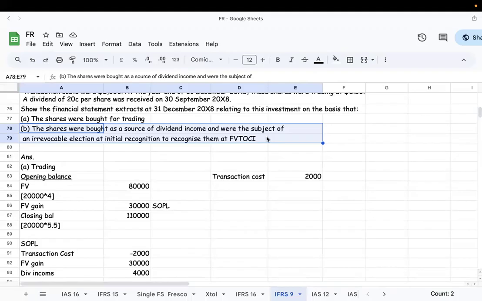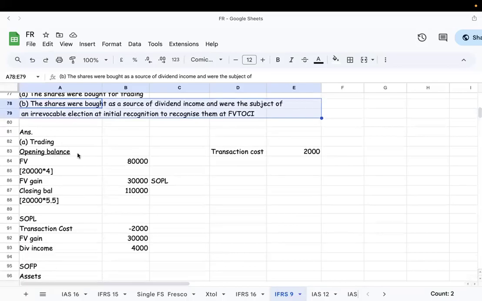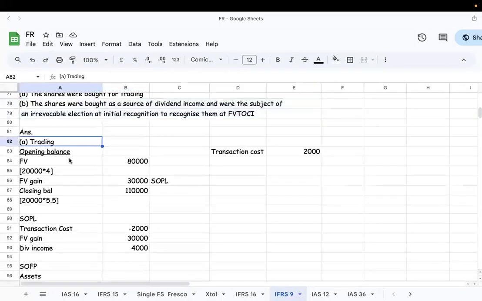Are they saying we solve if it was bought for trading, and then the second one if it was bought as a source of dividend, not for trading, meaning we are not selling? Basically, we're preparing two scenarios. So the first scenario is trading.